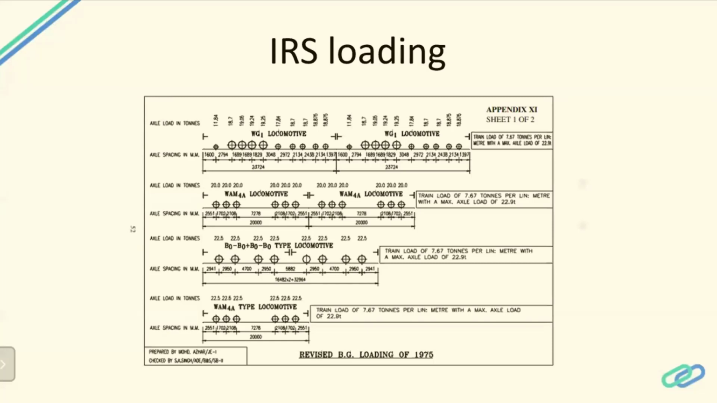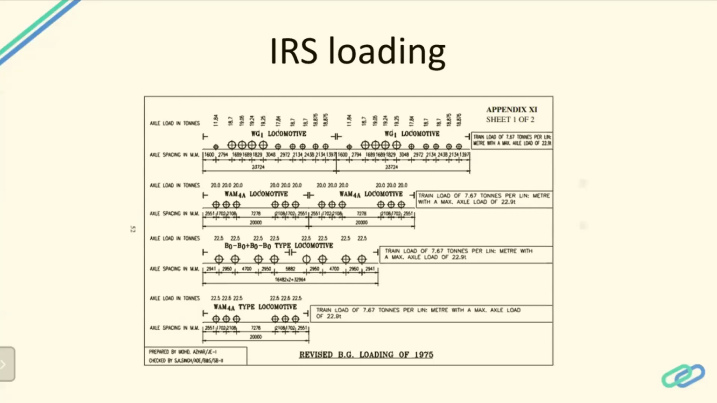So each locomotive has big axles, big wheels and small wheels, and the axle spacing is given in millimeters. Okay, you can see that the maximum axle load is around 19.25 tons, and the spacing we have 1600, 1800, and according to the image we can define it. A train load of maximum 7.67 tons per meter with a maximum axle load of 22.9 tons shall be considered. Okay, so these are all different types of locomotive for broad gauge loading.